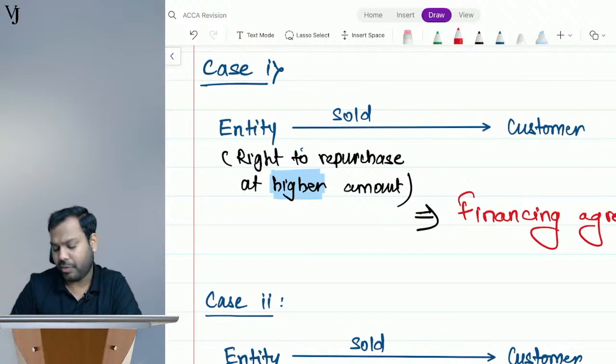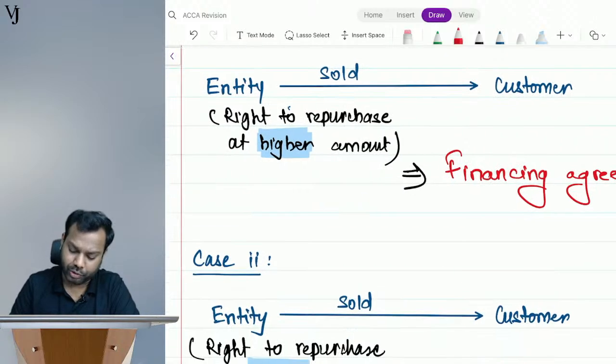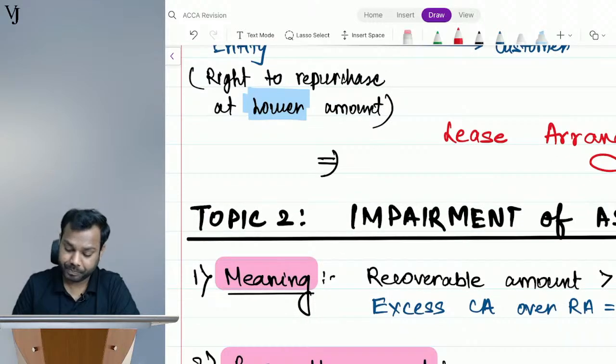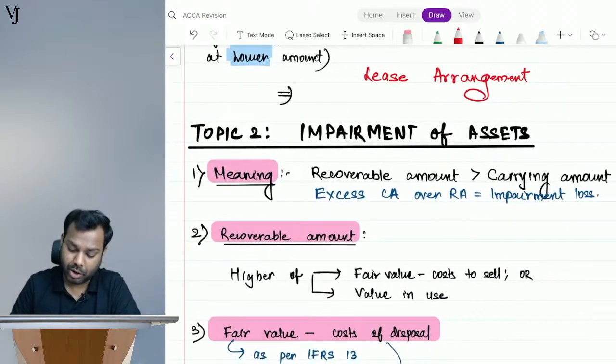Yes, we will record interest cost on this also. Now, coming to topic 2 for the day.